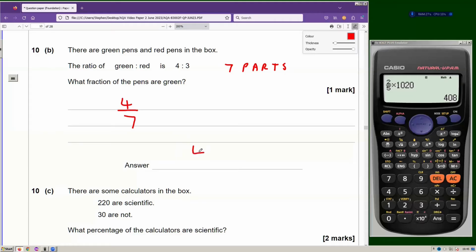Oh, I've broken my own rule. I should have put it straight down there. That's right. And if you want to be really pedantic, we can do it that way. 4 plus 3 equals 7 parts.